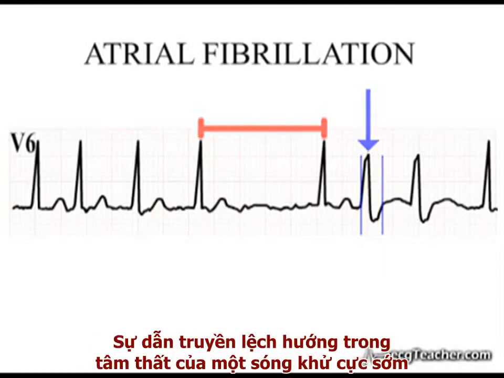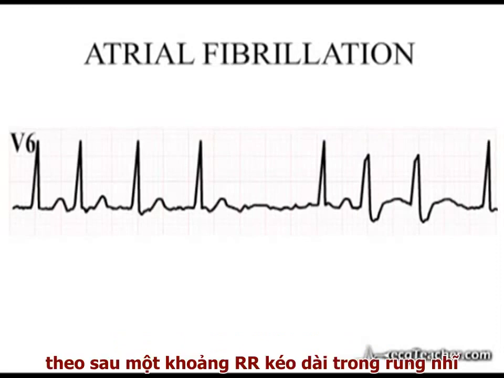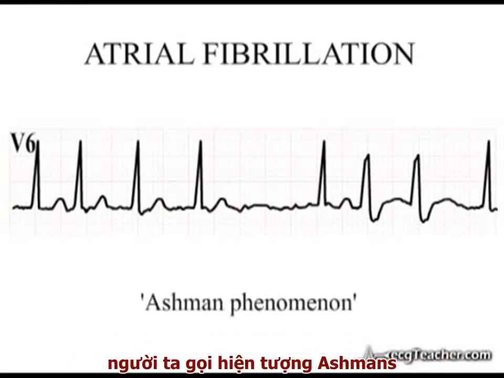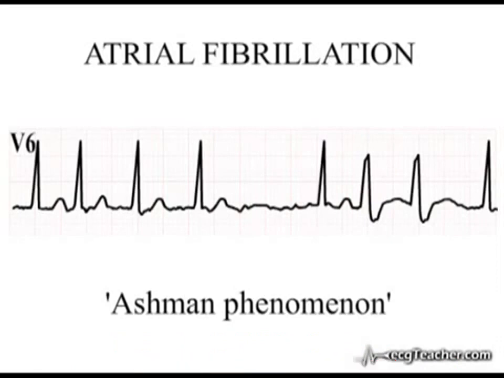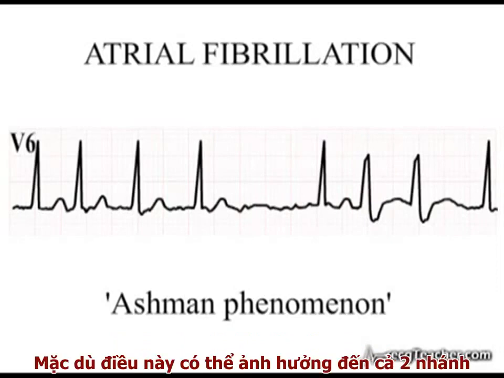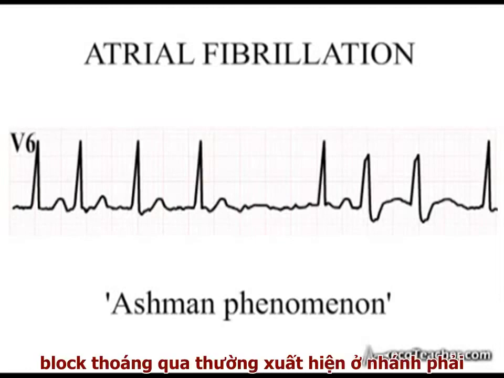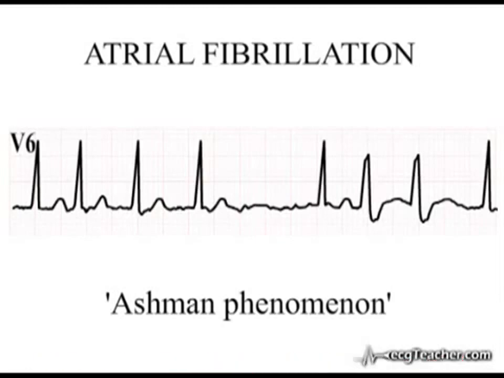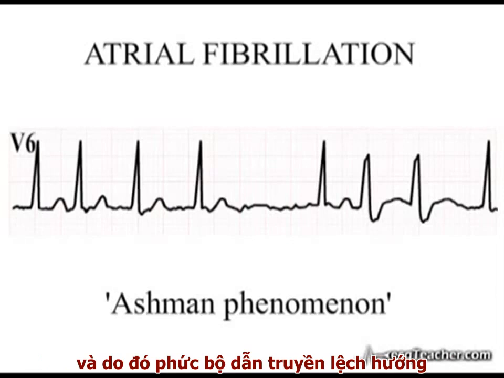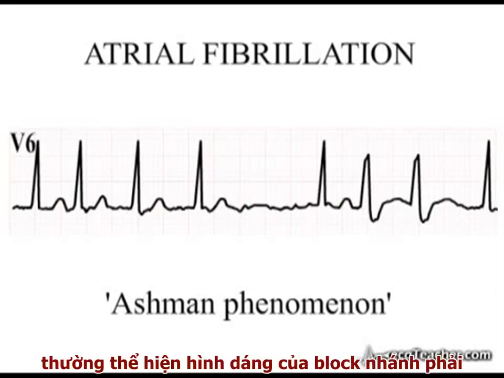Aberrant ventricular conduction of an early depolarization wave following a long RR interval in atrial fibrillation is termed Ashman's phenomenon. Although this may affect either bundle branch, as shown here, the transient block usually occurs in the right bundle, and the aberrantly conducted complex therefore usually demonstrates a right bundle branch block morphology.